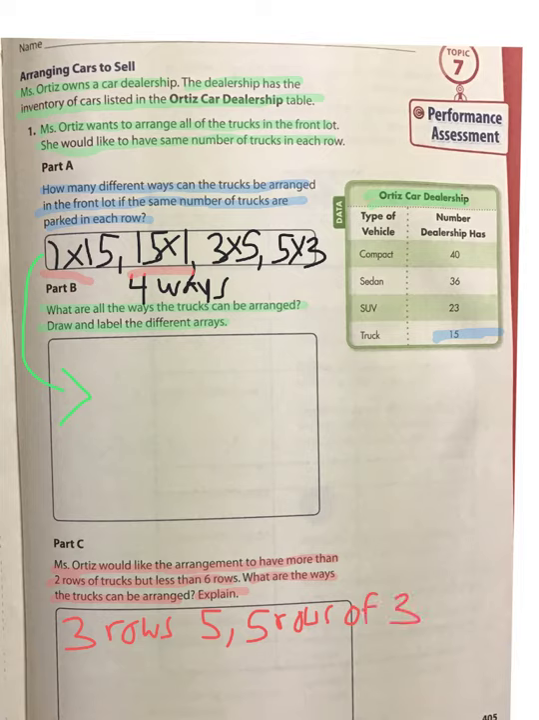Since she wants more than 2 rows but less than 6, these are the only ways that it would work. In the first one, she would have 3 rows of 5 trucks, which would be more than 2, and less than 6. And in the second one, we would have 5 rows of 3 trucks, which would also be more than 2, but less than 6. These are the only 2 ways that would work.